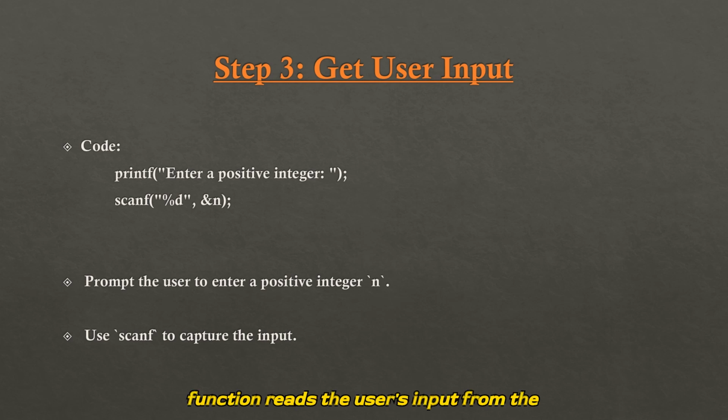The scanf function reads the user's input from the console and stores it in the variable specified by the address operator, ampersand. In this case, &n tells the program where to store the number entered by the user. It's important to ensure the user enters a valid positive number, and we will look at error handling later in the program.